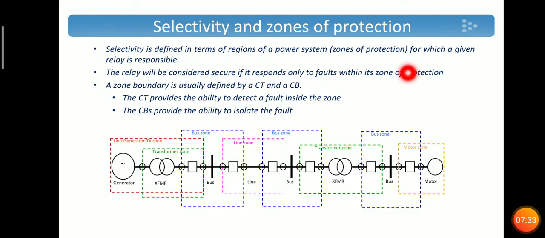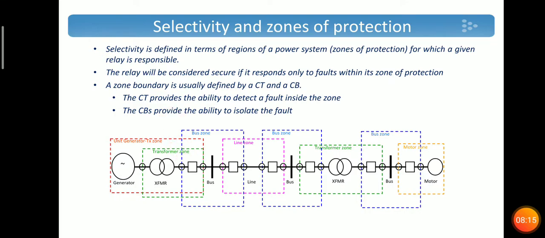Then selectivity and zones of protection. As we said in selectivity, for getting more selective, we divide the power system into different zones. Like here, there is a transformer zone, generator zone, bus bar zone, then transformer zone, motor zone, etc. So that particular relay will work only in that zone. The zone boundary is defined by a current transformer and a circuit breaker.